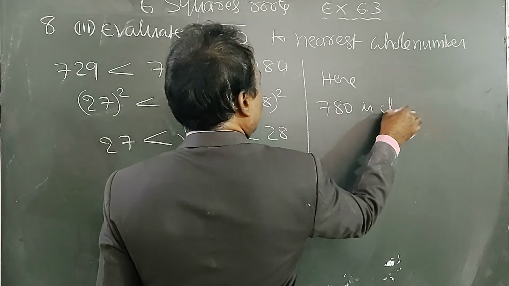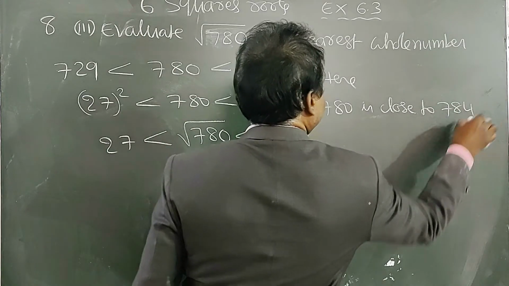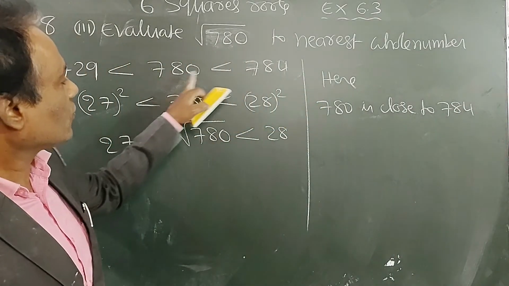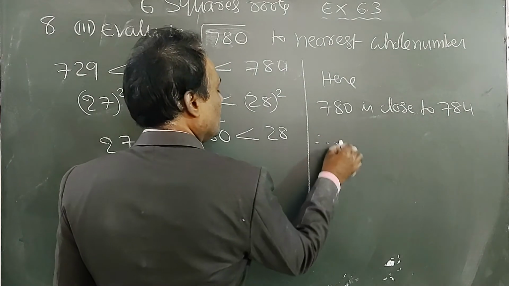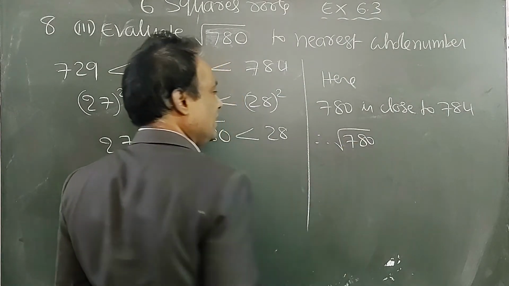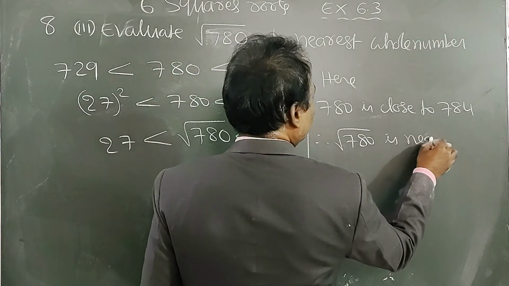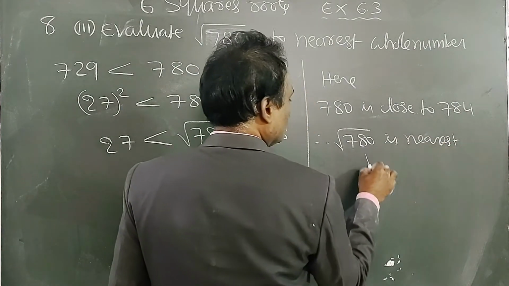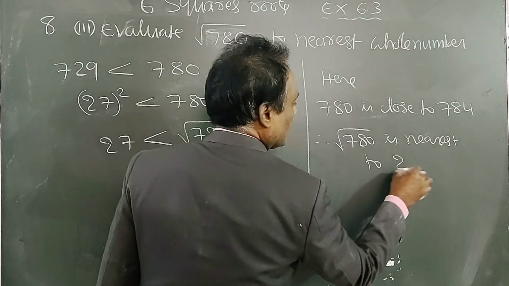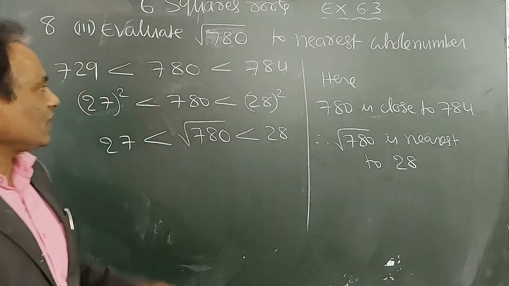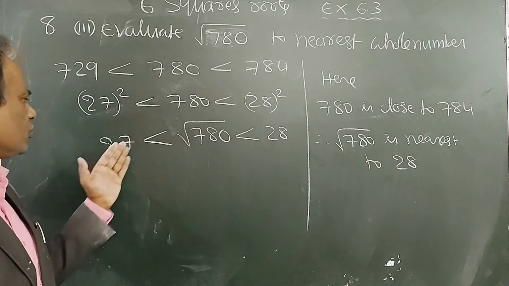So here 780 is very close to 784. 780 is close to 784. So therefore, root 780 is nearest to root 784. Root 784 is 28. So the answer is nearest to 28, not nearest to 27. Only two options. Either it is nearest to 28 or nearest to 27.